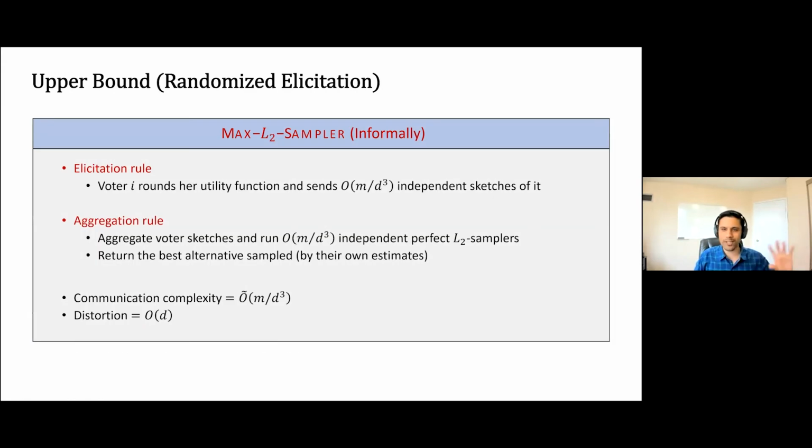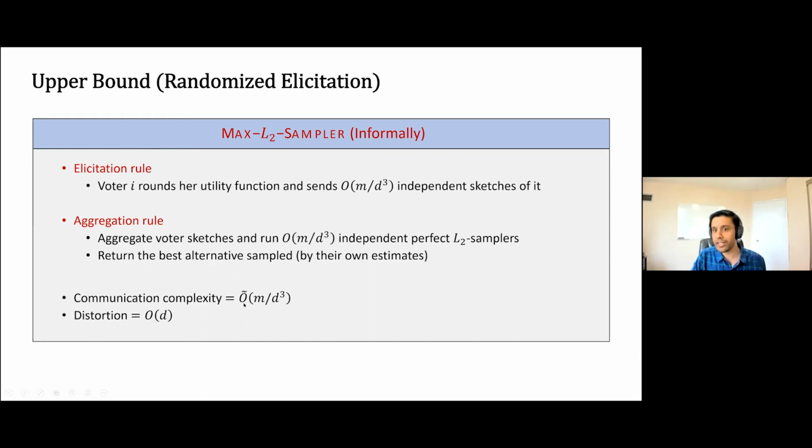We require the voters to somehow discretize their utility functions because these kind of samplers only work on discrete information. And then they send several different independent sketches of their utility function, which is just a condensed down version of the information. And then the aggregation rule simply aggregates these voter sketches and runs several different copies of this perfect L2 sampler in parallel. And then each copy returns a sampled alternative along with an estimate of its social welfare. And at the end, the aggregation rule just simply picks the best alternative that is sampled across all the different copies. And then using much more intricate analysis, you can show that this also achieves distortion D.